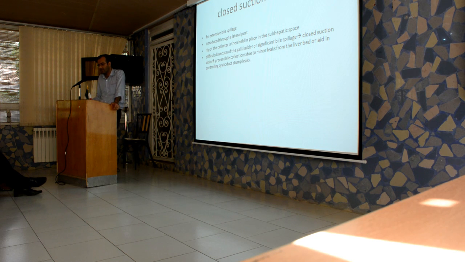Closed suction catheter drainage is used if there is extensive bile spillage, difficult dissection of the gallbladder, or bleeding that continues. This closed suction is better, with the tip of the catheter inserted in the subhepatic fossa.